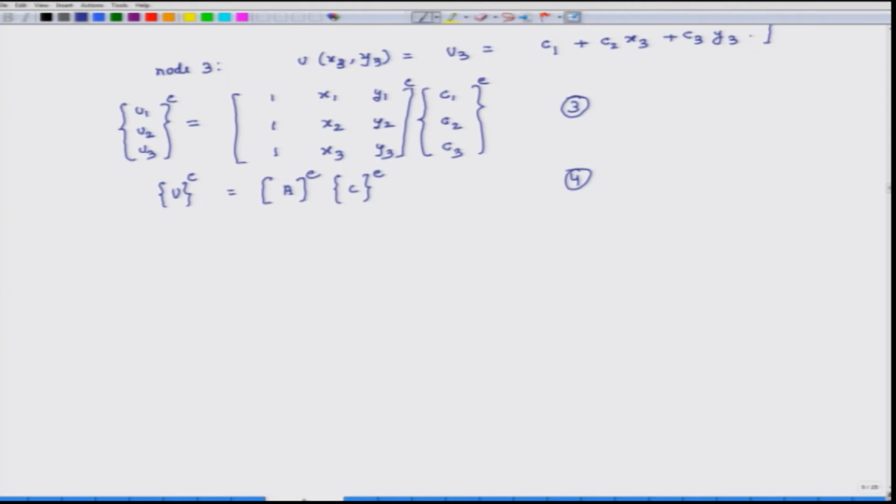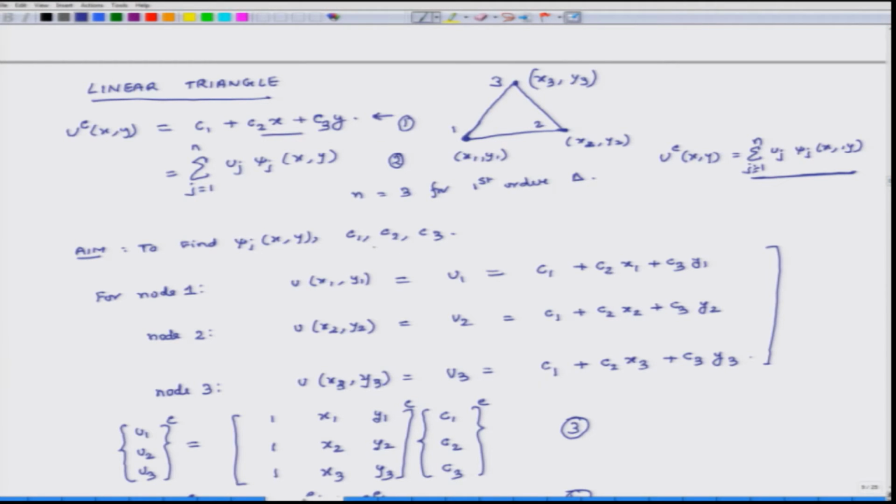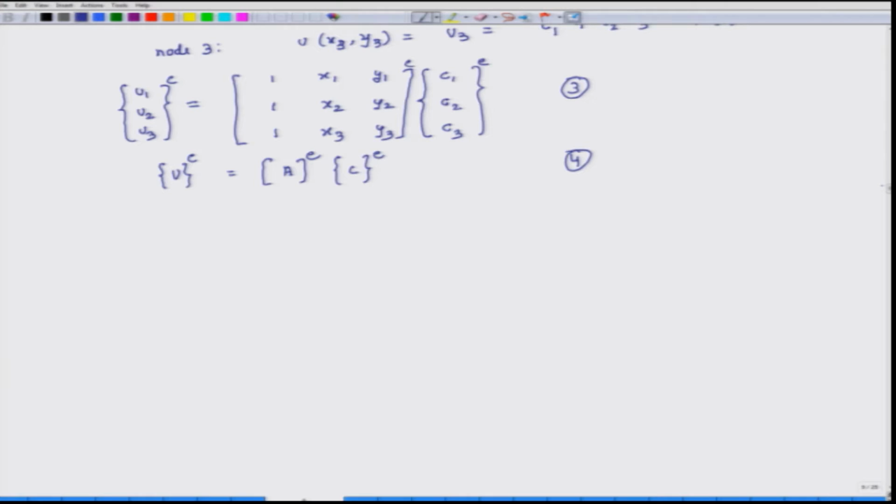What we are interested in knowing is the values of C, because the C's are unknown. We are interested in finding the values of C's, and we also want to figure out the expression for psi j. First we will worry about finding C's, and from the C's we will develop the expression for psi j. So, we want to develop an expression for C's in terms of u and A. That is the first step.